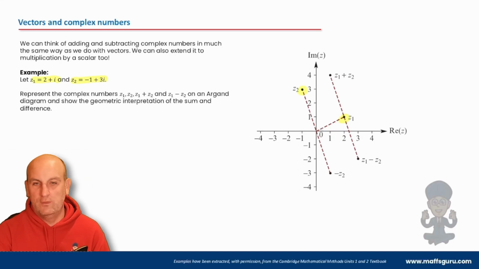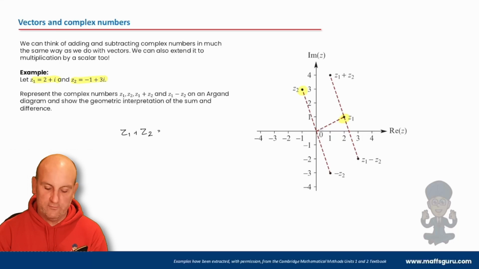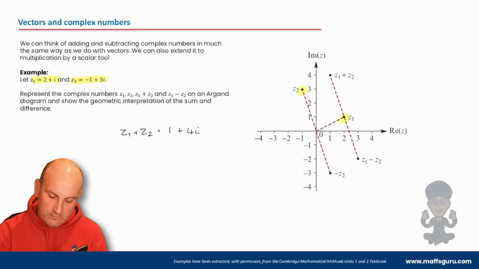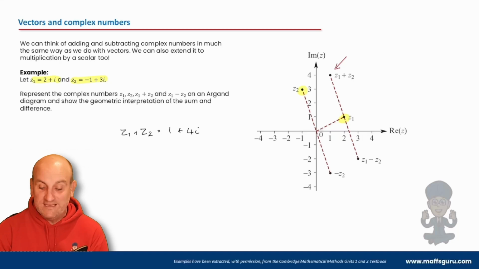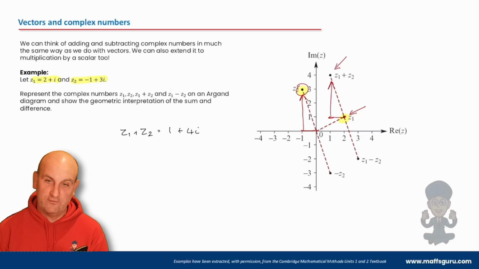Now, if we were to do the mathematics for Z1 plus Z2, what would we get? We'd get 2 minus 1, which would be 1, and 1 plus 3, which would be 4, so 1 plus 4i. So 1 across and 4 up. There we go. Now, basically, if we've got this point here as Z1, and my Z2 is effectively 1 back and 3 up, then what I seem to have done is gone 1 back and 3 up to get to my Z1 plus Z2.